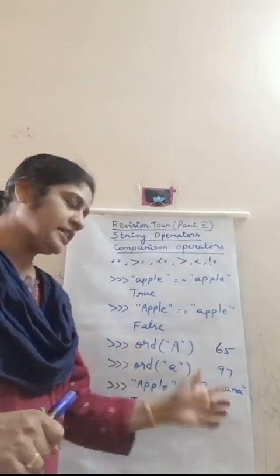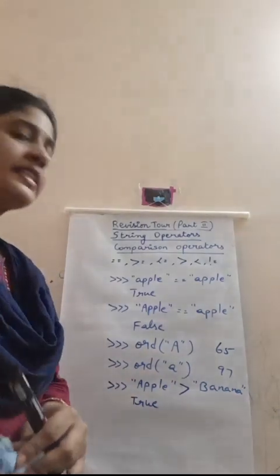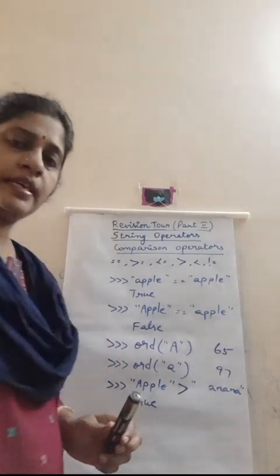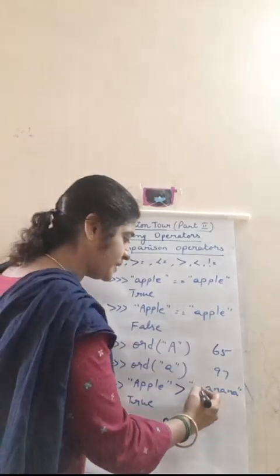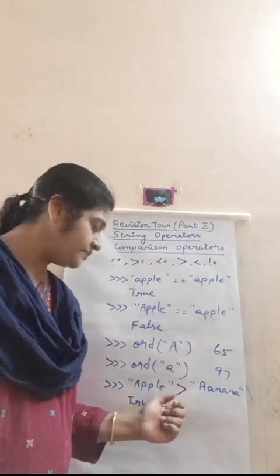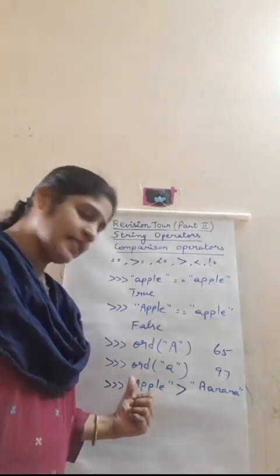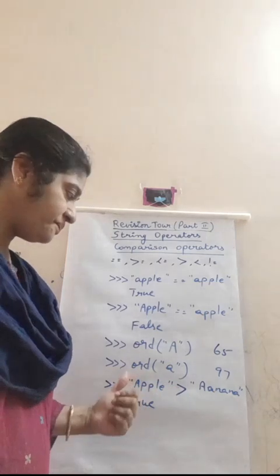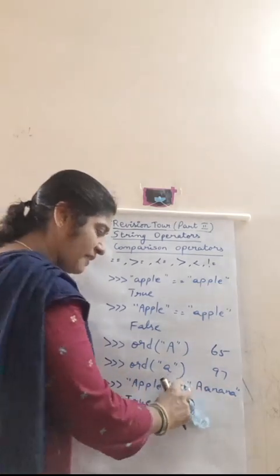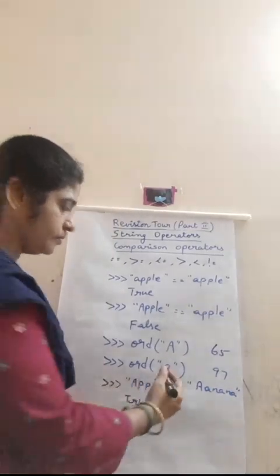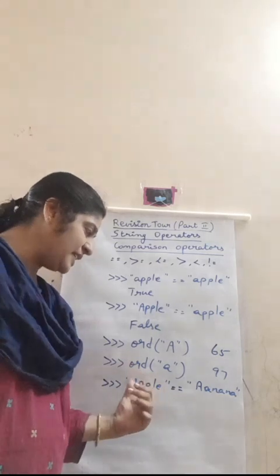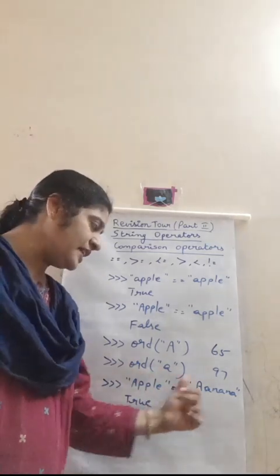Suppose the first characters match, what will happen? I will write here capital A, just as an example. First it will compare capital A and this capital A. Suppose I am putting equal to here. Are they equal? The first letters are matching.